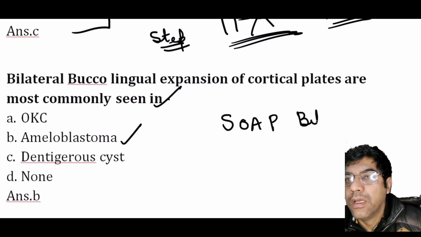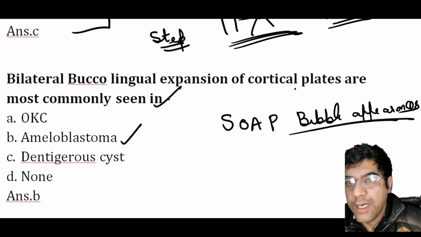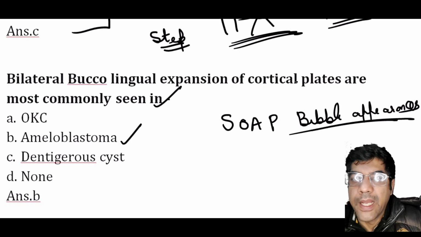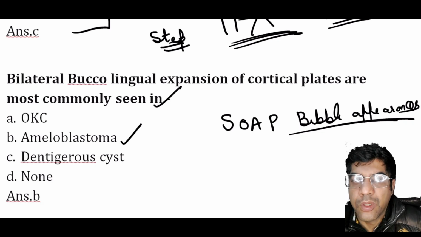bubble appearance, especially in the larger tumors with multilocular radiolucencies. So the bilateral buccolingual expansion is a characteristic feature of ameloblastoma.